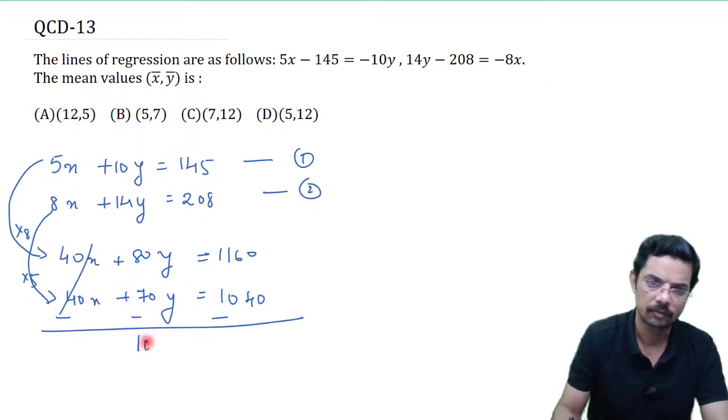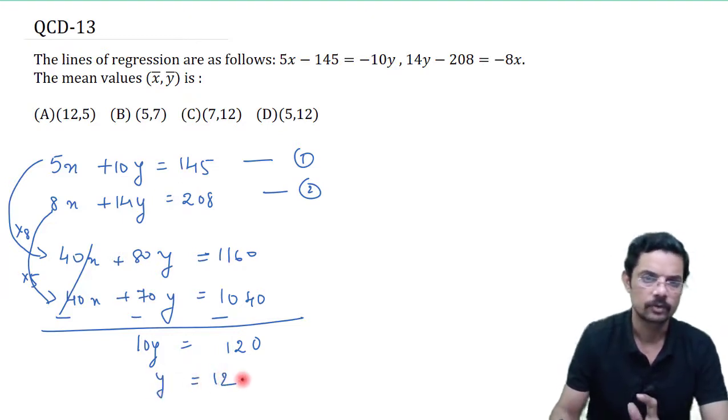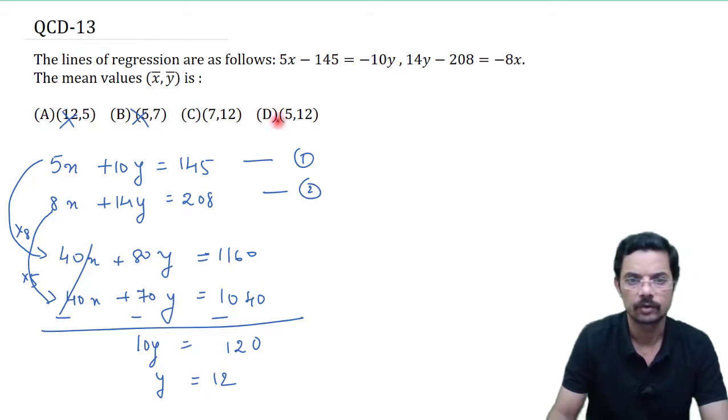So we have 10y. 10y will be equal to 0 minus 0 is 0, 6 minus 4 is equal to 2, and this is 1. Okay, so y is equal to 12. We got y as 12. So y is 12 in 2 of these cases. Okay, so this is not the answer. So which one is it?